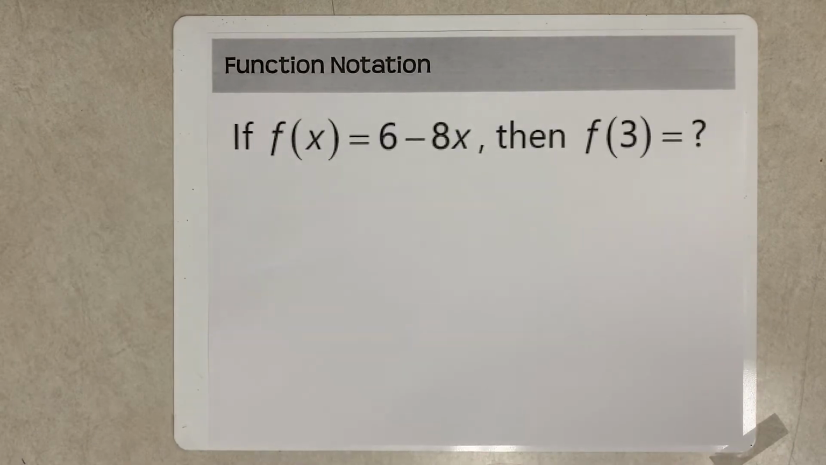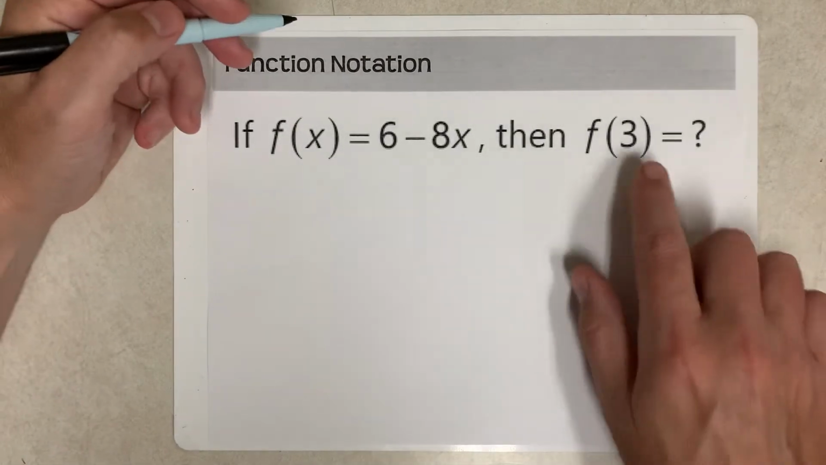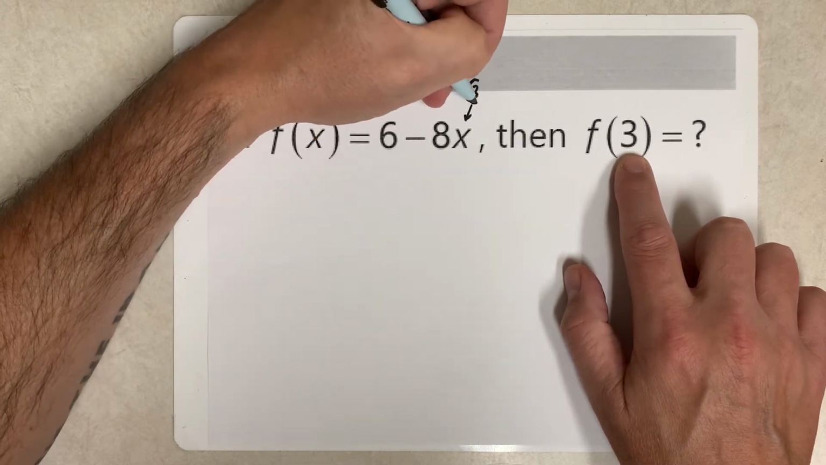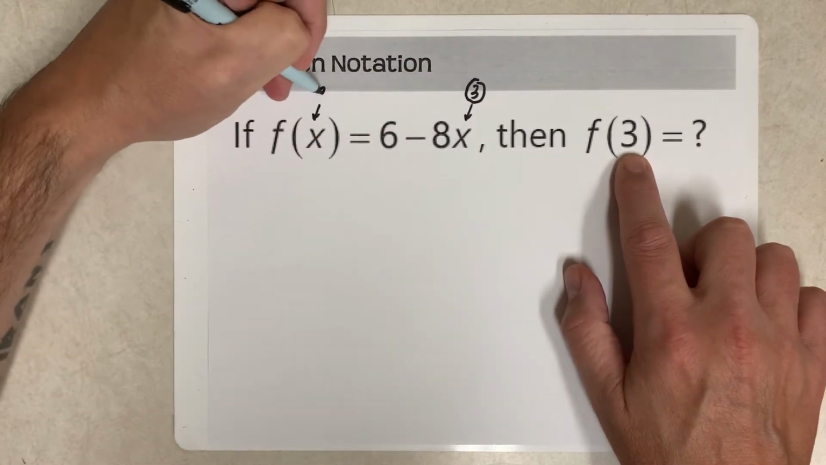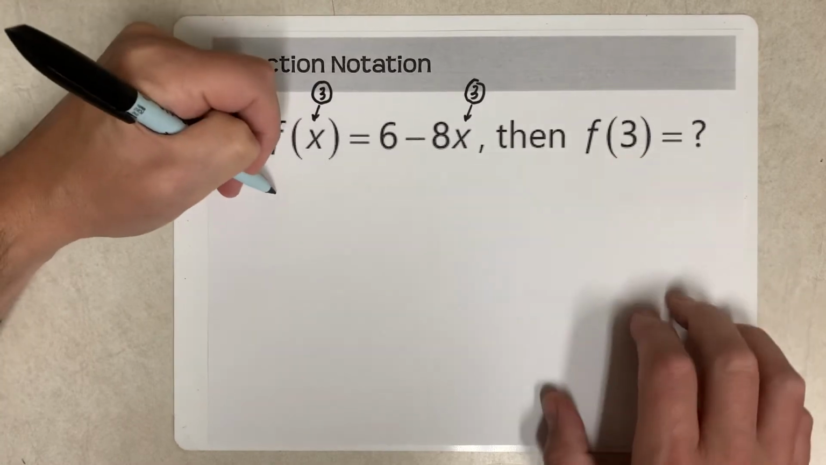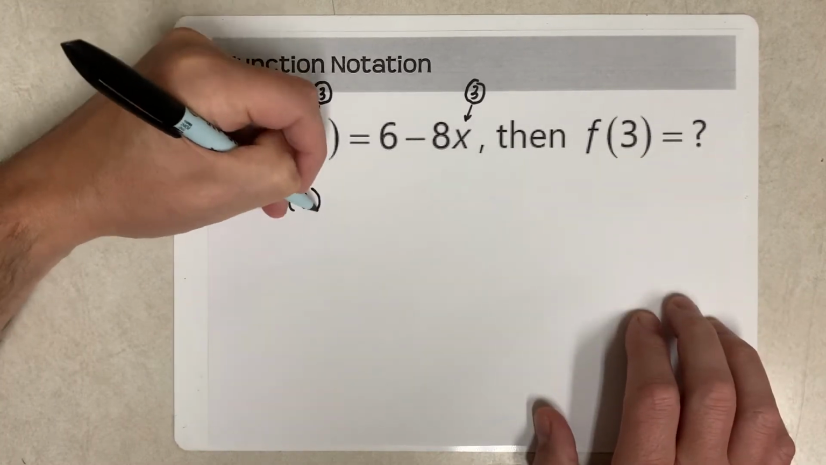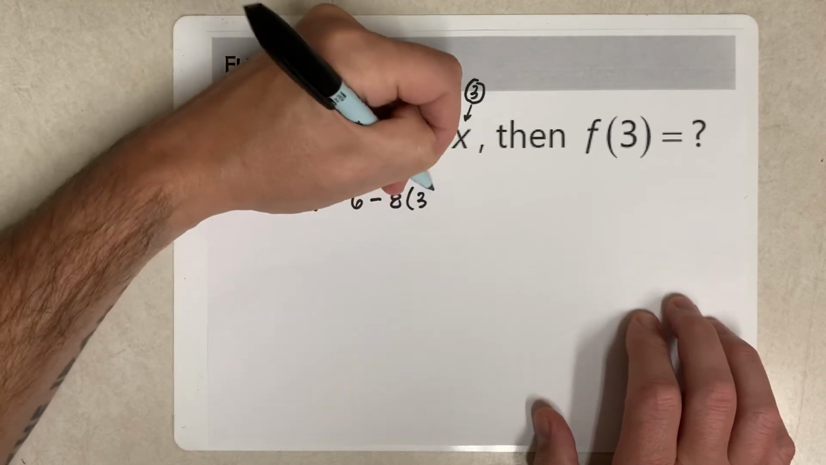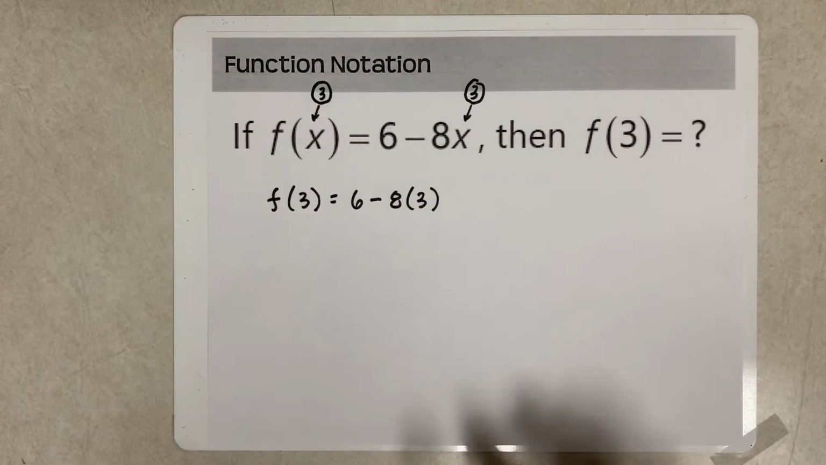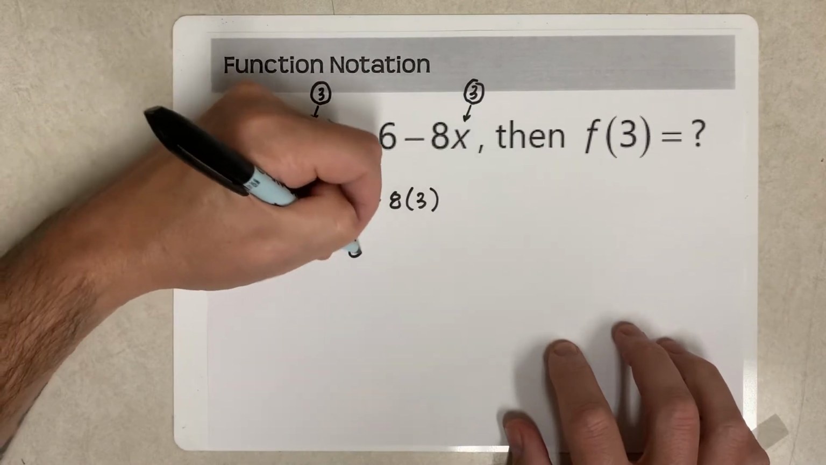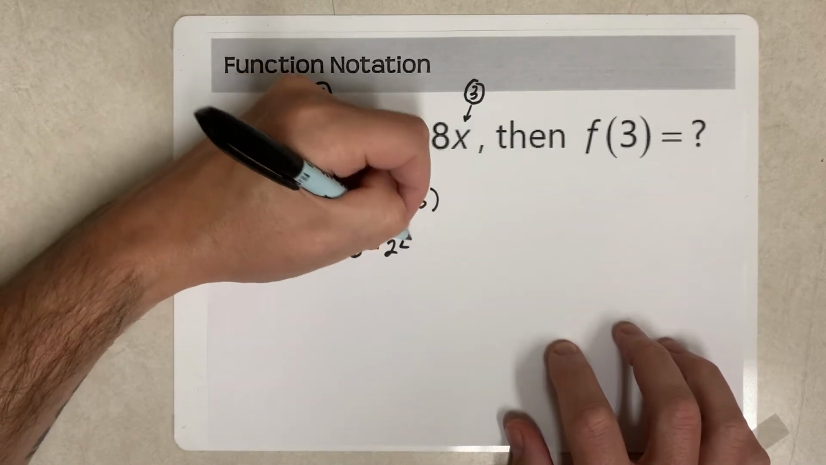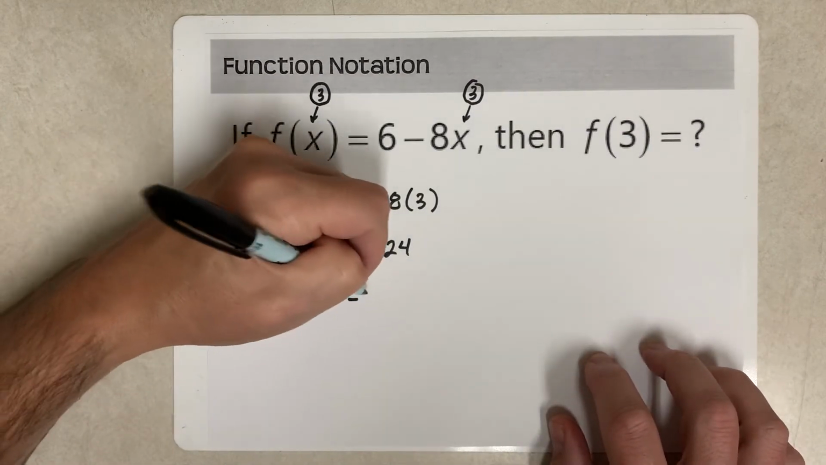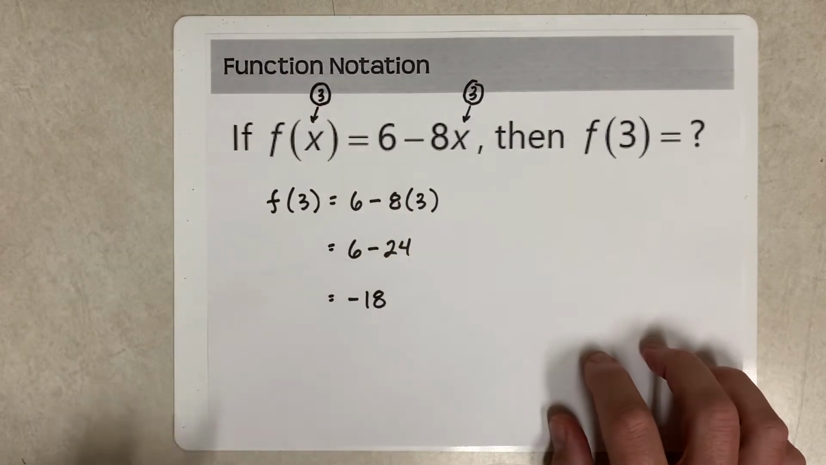All right, this one, I want f of 3. So now I'm going to put a 3 in right here and right here, just for fun. So f of 3 is equal to 6 minus 8 times 3. All right, so again, we're just doing our order of operations. 6 minus 8 times 3 is 24. So now we have 6 take away 24, which should be -18. And that's what f of 3 is.